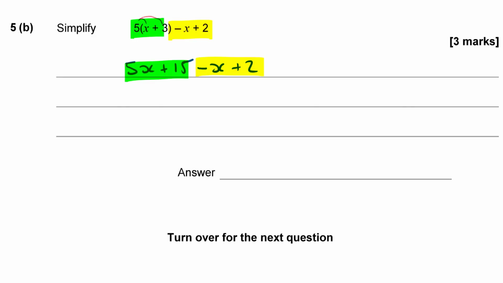Now it's a matter of collecting like terms. Okay, so I've got 5x minus x. 5x minus x is 4x. And I've got 15 plus 2. And 15 plus 2 is 17. So the final answer is 4x plus 17.